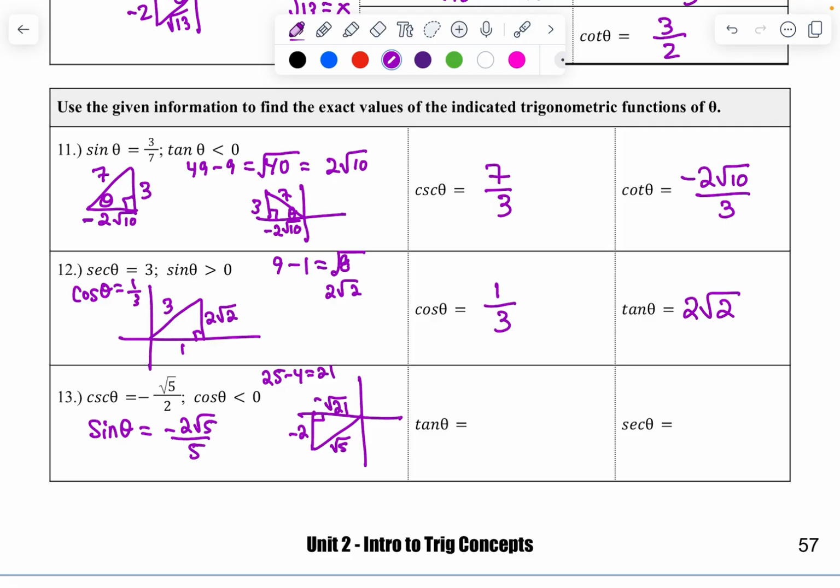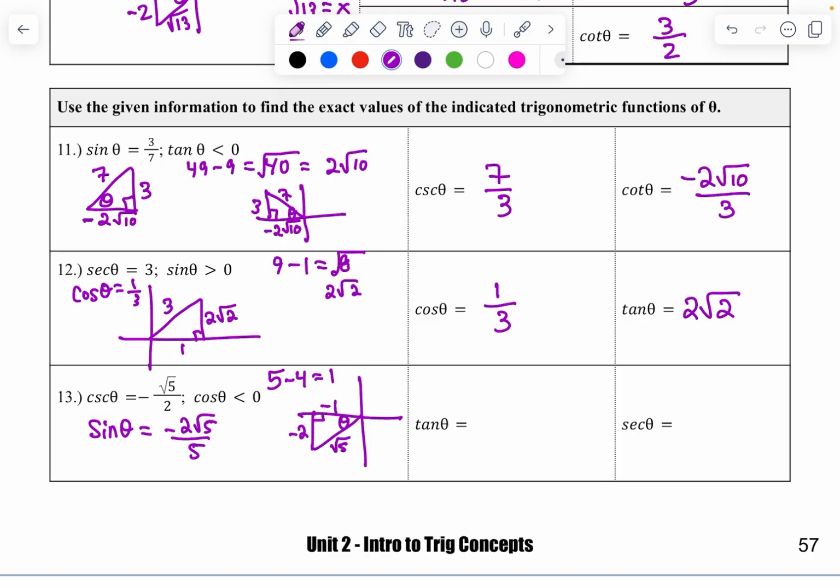Oh, oops, I forgot it was square root of 5. Let me try that again. If I square the square root of 5, I really just get 5. And then 2 squared would be 4. So 5 minus 4 gives me 1. Square root of 1 is 1 for the other side. But it would have to be negative since we are over here in quadrant 3. All right, now that I have the correct side lengths, there's theta.